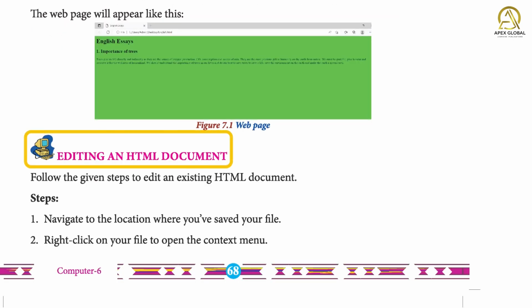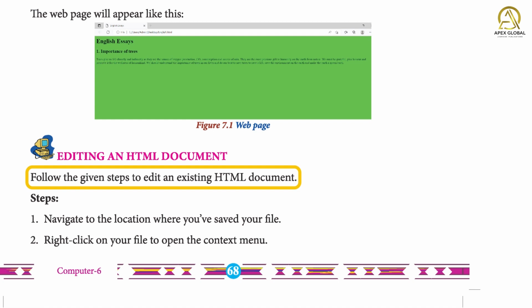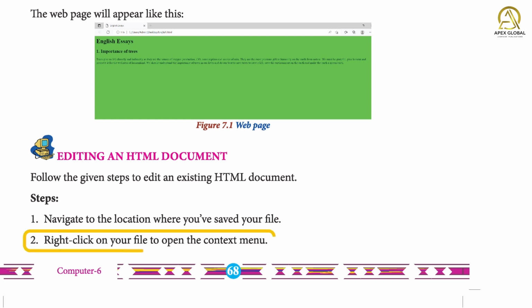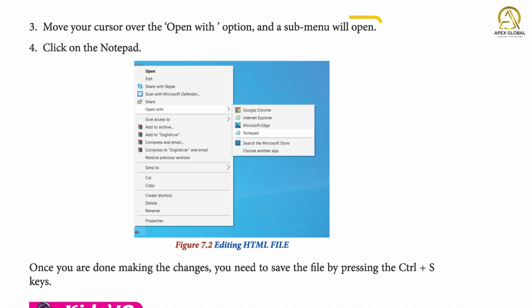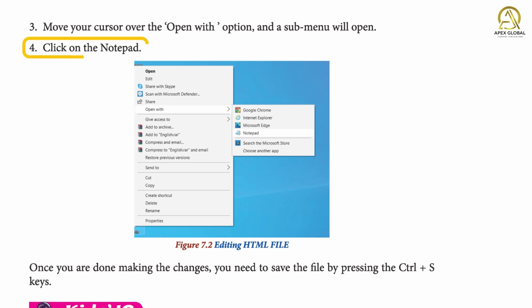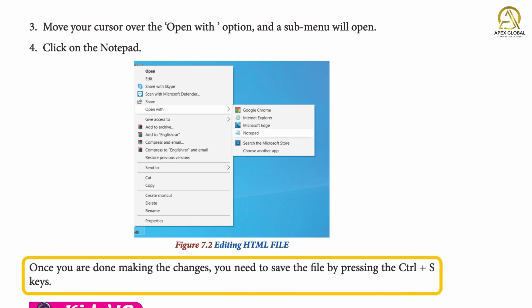Editing an HTML document. Follow the given steps to edit an existing HTML document. 1. Navigate to the location where you have saved your file. 2. Right click on your file to open the context menu. 3. Move your cursor over the open with option and a submenu will open. 4. Click on the notepad. Once you are done making the changes, you need to save the file by pressing the Ctrl S keys.